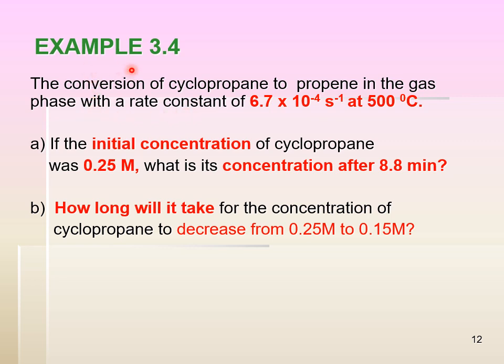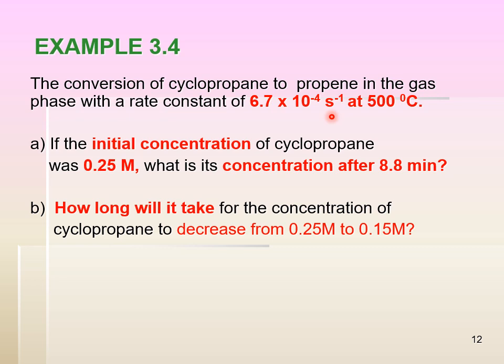So let's look at example 3.4. How does the unit of rate constant help us answering questions regarding this? The conversion of cyclopropane to propene in the gas phase with a rate constant of 6.7 times 10 to the power of -4 per second is at 500 degrees Celsius. So we are given here a rate constant, and after the rate constant value we are given a unit of K. Can you see the unit of K is per second? So by looking at this unit of K, we know that this reaction, cyclopropane turning into propene, is a first order reaction. Yes, it's as simple as that.